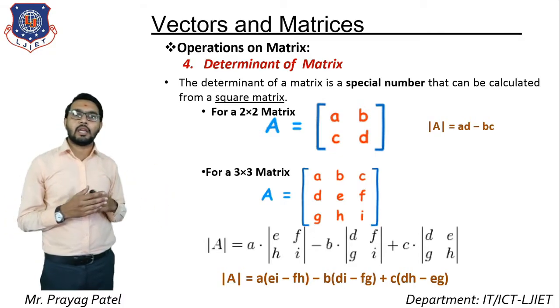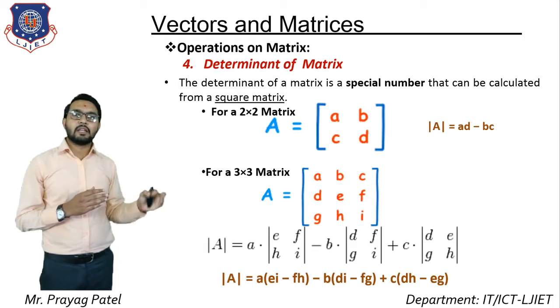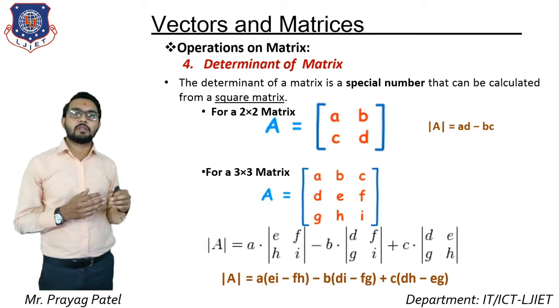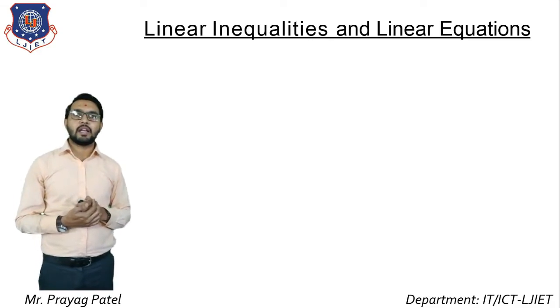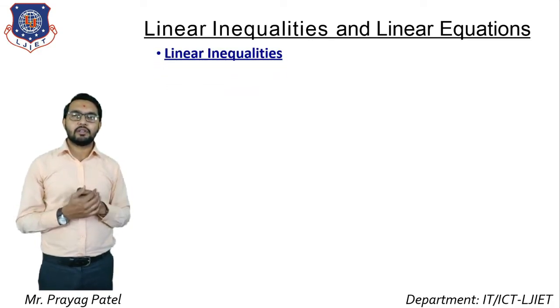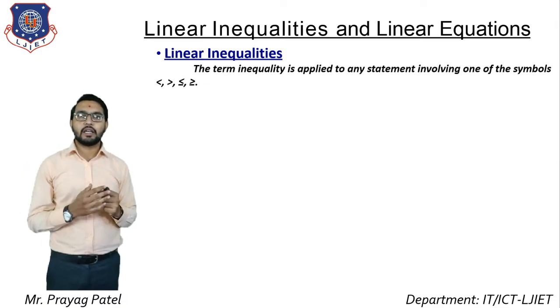So A into EI minus FH, minus B into DI minus FG, plus C into DH minus EG. Now consider the next topic, linear inequality and linear equation. We understand both things. Now first consider linear inequality. What is the linear inequality?